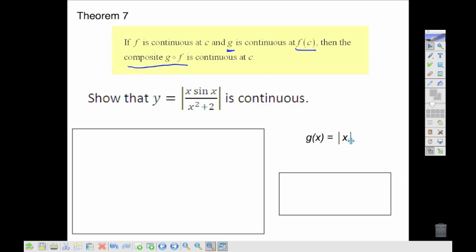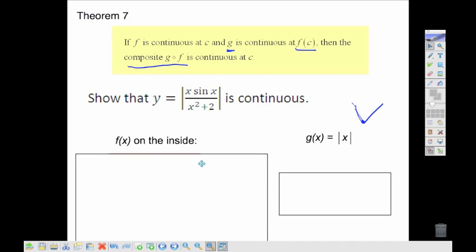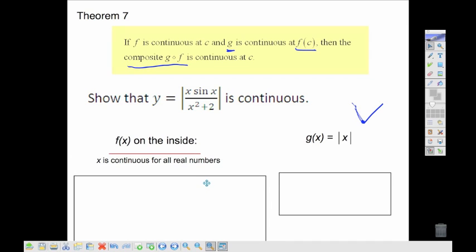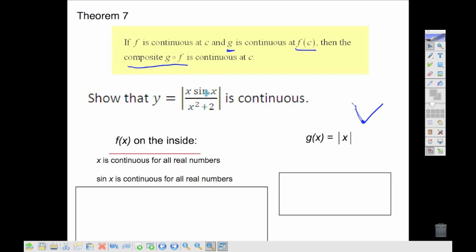So if I think of that as my outside function, I do know that the absolute value function is continuous because the graph looks like this, and we should be familiar with that graph. I can plug in any number and it will be continuous. On the inside, I've got a lot of parts, but if we look at each one of the parts, we know that x is continuous for all real numbers. We know the sine is continuous for all real numbers.